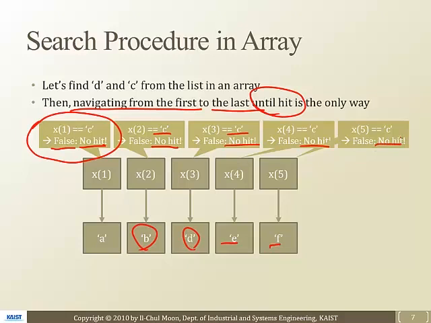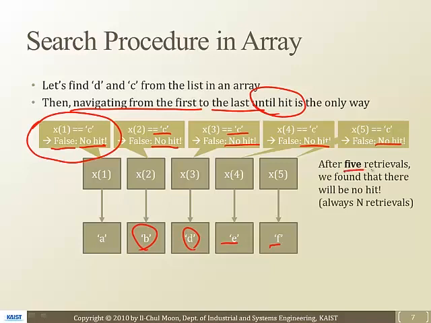It means that from the first element to the rest of the elements, C doesn't show up. The only conclusion that we can make at this moment is that we don't have C in this cell array. And that's the right conclusion. After 5 retrievers, after searching A, B, D, E, F, we found that there is no hit. It's always n retrievers if there is no such element in that list.